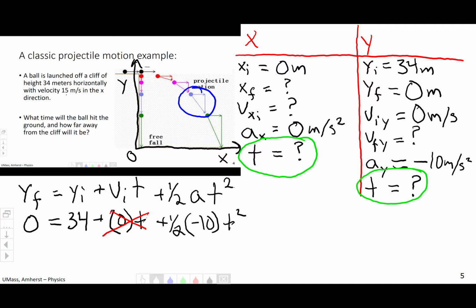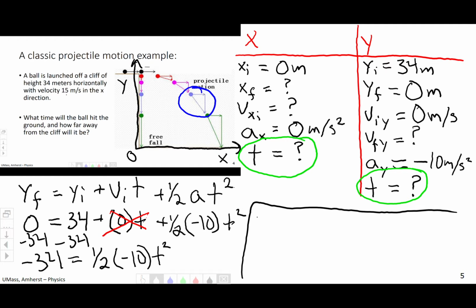0 times time is always 0. Let's subtract over 34 from both sides, and then we'll bring it over here. So we have negative 34 equals negative 5 t squared. Divide by negative 5 on both sides. t squared is 34 divided by 5, which is 6.8. And you need to take the square root of that to get the time.